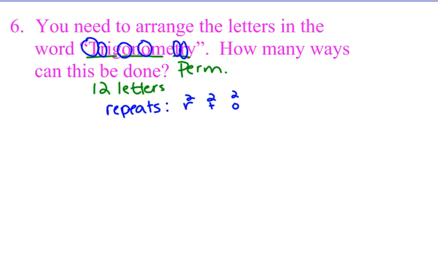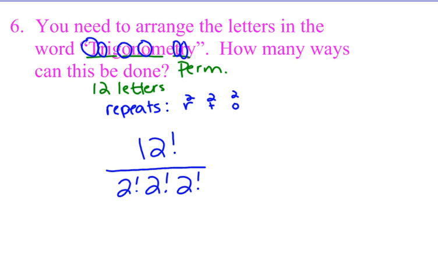So what happens here is when I'm doing the 12 letters, I have 12 choices for the first spot. So it's really the same as 12 factorial. I have 12 choices, then 11, then 10, then 9, then 8. What you have to do, though, is divide by the repeats. Since there were 2 R's, I'm going to divide by 2 factorial. There's 2 T's, divide by 2 factorial, and there's 2 O's, so I divide by 2 factorial.